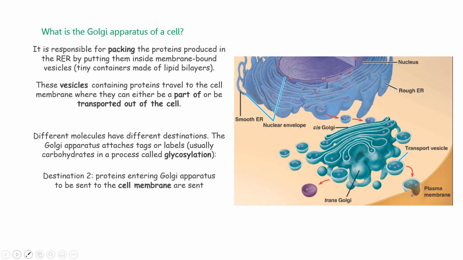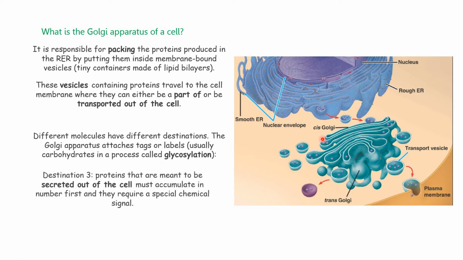The second destination is that yung mga proteins na nag-enter ng Golgi Apparatus na kailangang ma-send sa cell membrane are indeed sent, as explained. The third destination is that proteins that are meant to be secreted out of the cell must accumulate in number first, and they require special chemical signal. So, ganito. Halimbawa, yung proteins dito, kailangan nilang ma-release sa cell as a chemical signal for a lot of other cells.